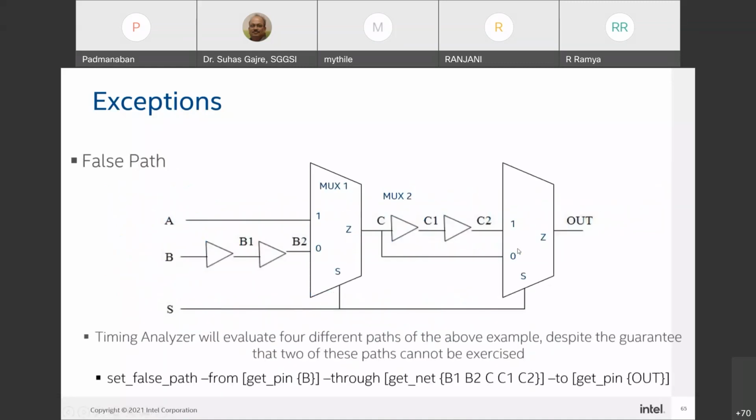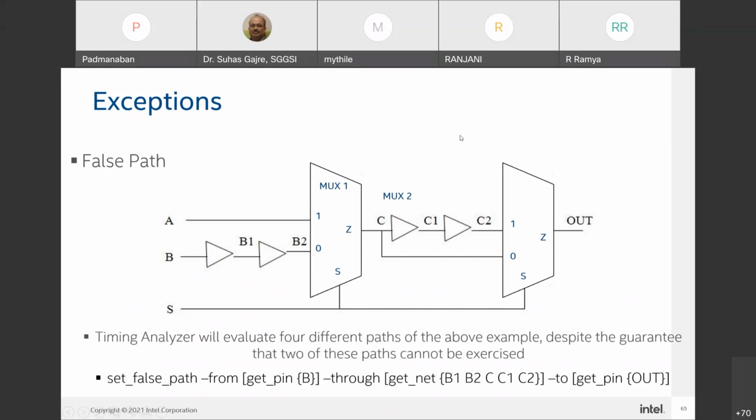Let us take this example. Now, what is the dangerousness? Let us understand that here. The STA does not require any test vectors. The STA tool will just see which are the input logic, which are the start points and which are the end points, and find out how many timing paths there are. In this case, there's a path from A, C, C1, C2 out. There is a path A, C out. B, B1, B2, C, C1, C2 out. B, B1, B2, C out. There are 4 timing paths you could see.